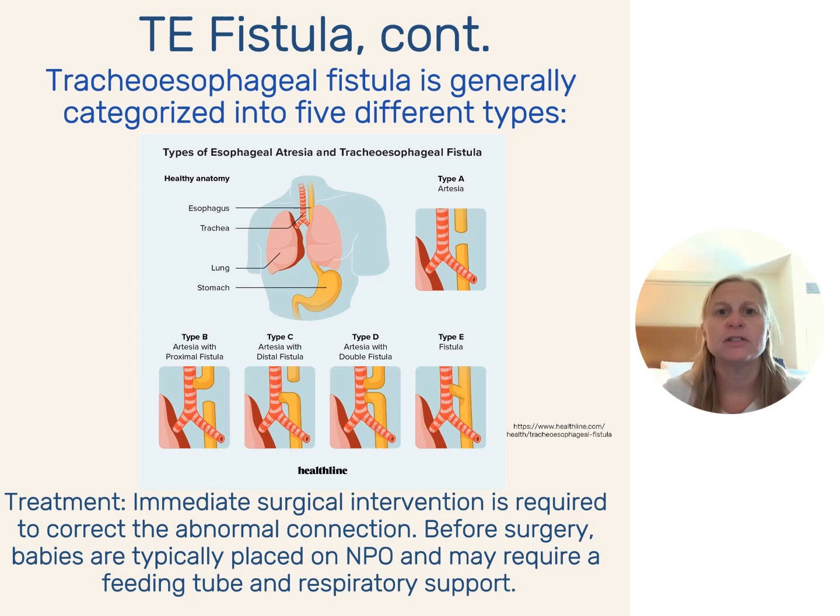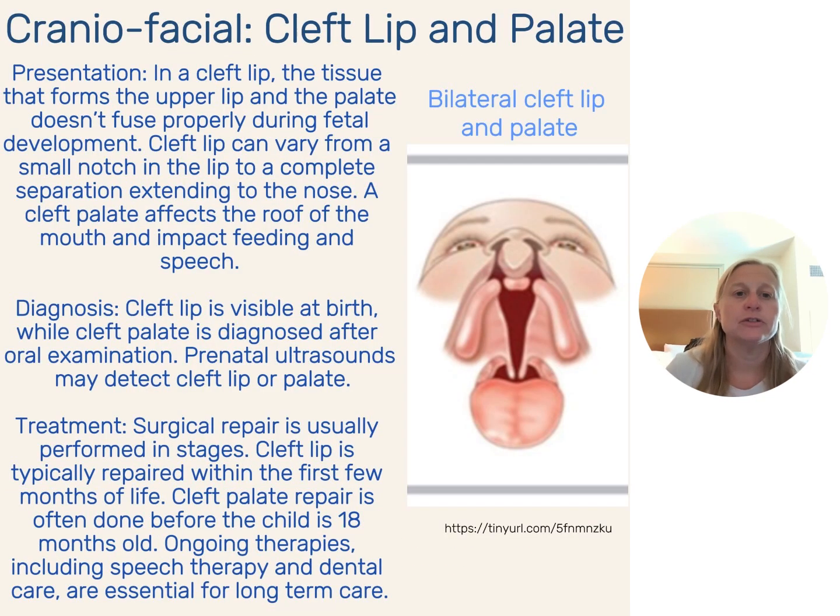Sometimes they have some difficulty with feeding and some difficulties with reflux, so that's something that you would want to be paying attention to. Some more craniofacial differences would be our cleft lip and palate. So in cleft lip, it's when the tissue doesn't fully form at the top, and then the cleft palate is the roof of the mouth. A baby can have a unilateral cleft lip, a bilateral cleft lip, and they can have it with and without the cleft palate. So a lot of different things can be going on here.